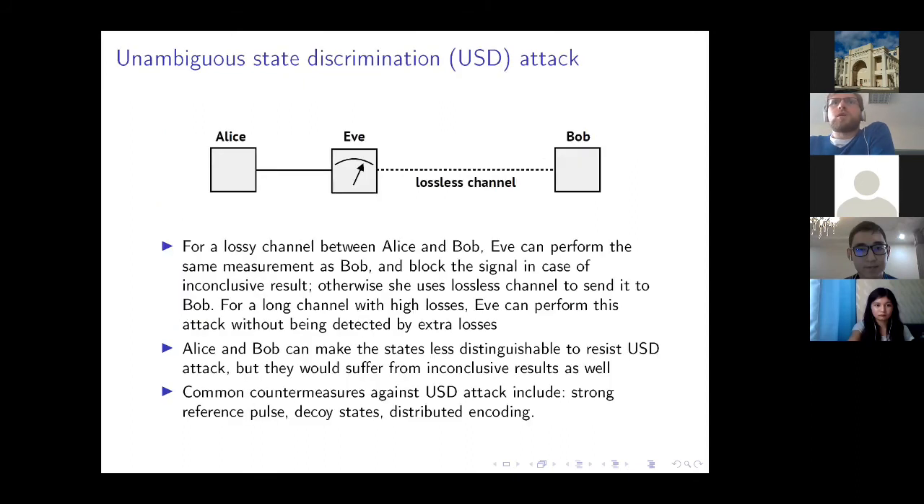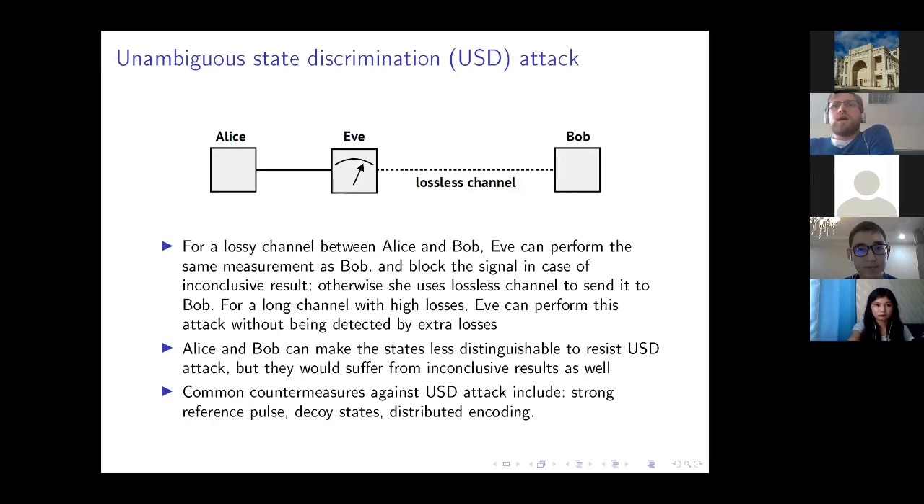But the problem for the B92 protocol is the unambiguous state discrimination attack, which works for any lossy channel between Alice and Bob. Here, Eve can perform the same measurement as Bob, and she can block the signal in case of an inconclusive result. Or she uses her information to prepare the same state and uses a lossless channel to send it to Bob. When the channel between Alice and Bob is long enough, then you can perform this attack without being detected, without introducing any error, and without introducing extra losses to the channel.